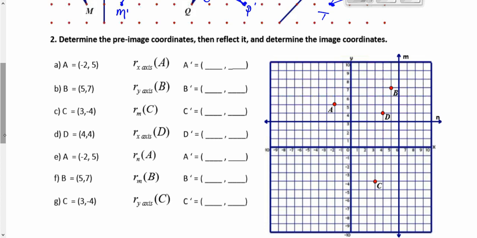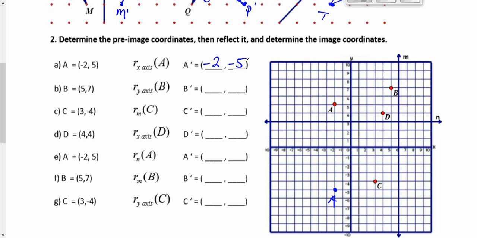Okay. So here's our x-axis, right? So A is 5 away from it on this side, so we're going to go 5 to the other side. So 1, 2, 3, 4, 5. Right? So here is A prime. So now what are the coordinates of A prime? -2, -5. Do you notice that when reflected in the x-axis, what changed? You just took the y value and made it what? Right? If we reflected in the y-axis, what would change? Yeah, you just flip the sign of the x value, right?